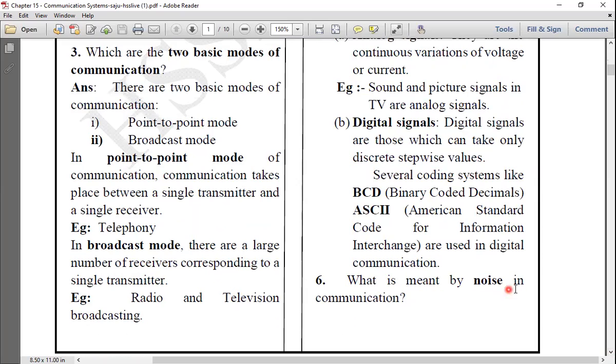Next is what is meant by noise in communication. Other than signal, whatever it is there, that is noise only. For example, you are speaking on phone, and if a small kid is crying nearby, and the other person who is receiving that signal is getting a little sound of that crying child, that is nothing but what? Noise only, other than signal. Understood?